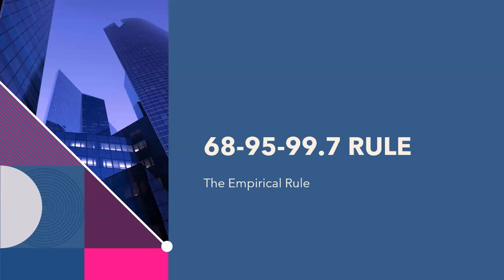All right, so that 68, 95, 99.7 rule, that's known as the empirical rule. Again, about 68% of the data falls within 1 standard deviation. The 95% is 2 standard deviations. The 99.7% is within 3 standard deviations. Now, what happens if we're outside of those 3 standard deviations? Those are called outliers.